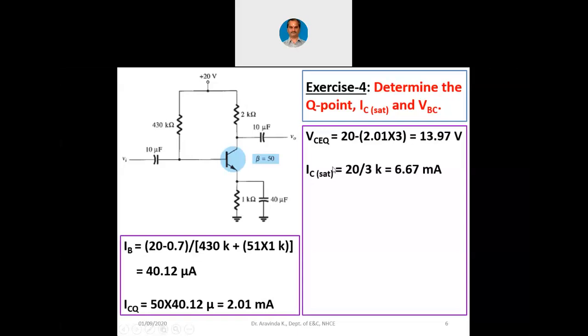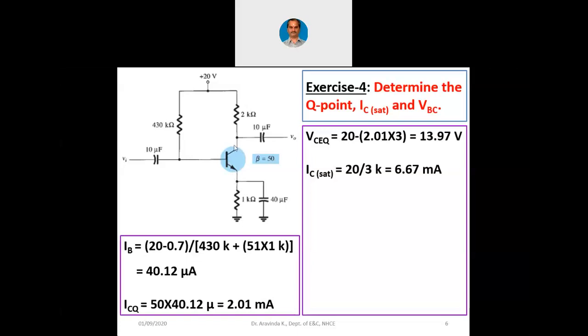IC sat is, how do you find out IC sat here? Somebody gave the answer of IC sat. Who? Harshit Gowda has given the answer 10 milliamperes. No, that is not the correct answer. See, in the earlier case, in the base bias case, the emitter was connected to ground.